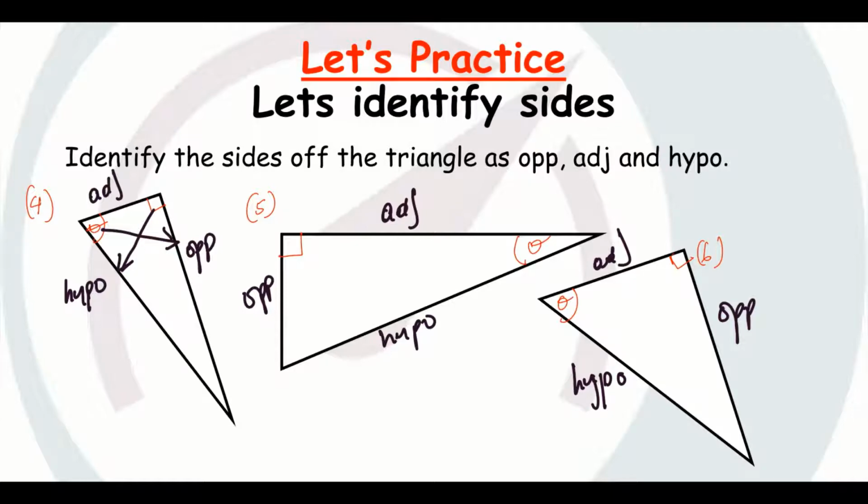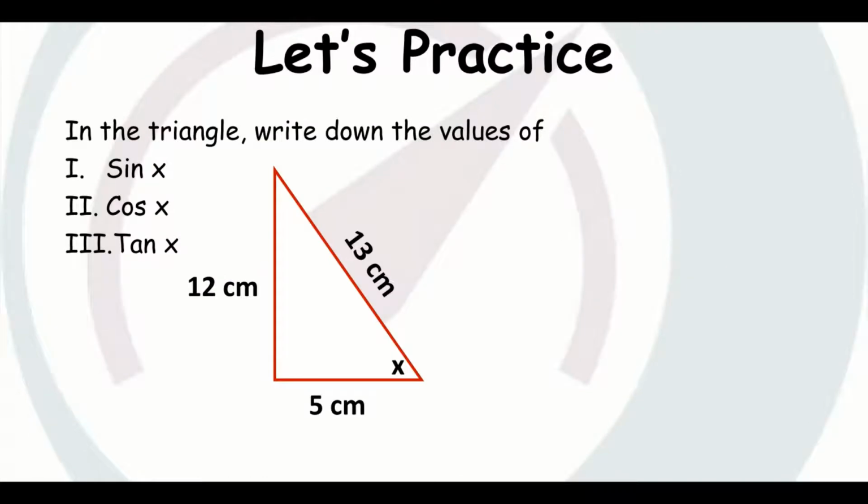And it is very important to know how to identify your sides, because if you incorrectly identify your sides, then you're going to end up using the incorrect trig ratio, which will lead to you losing marks or getting everything wrong for a particular question. Now, let's have some more fun with our practicing.